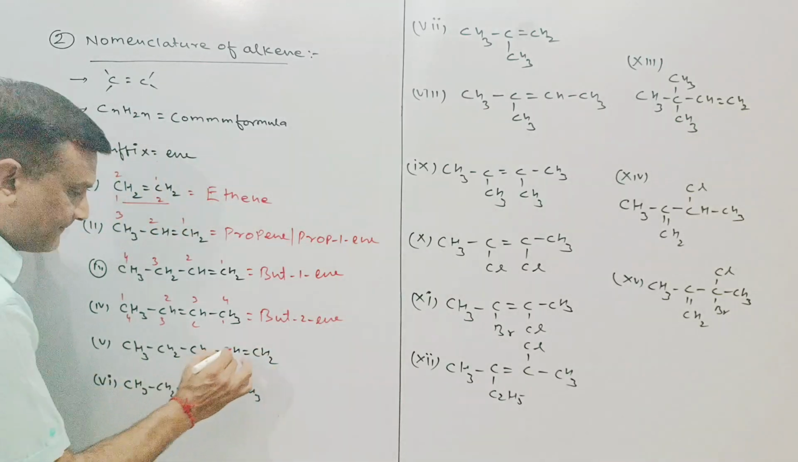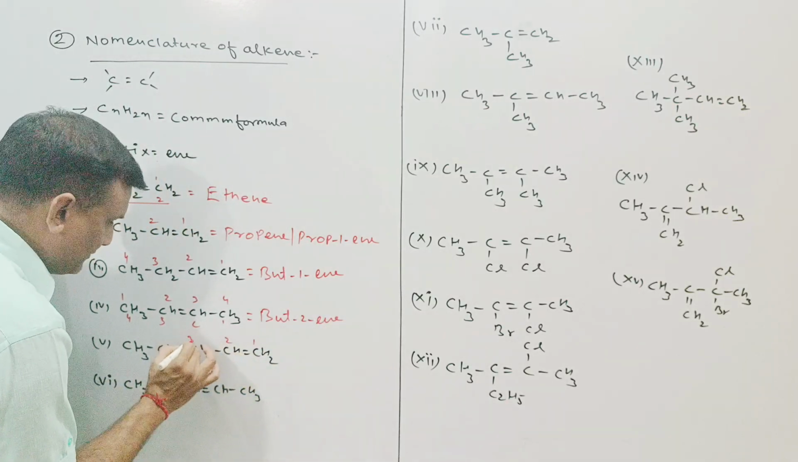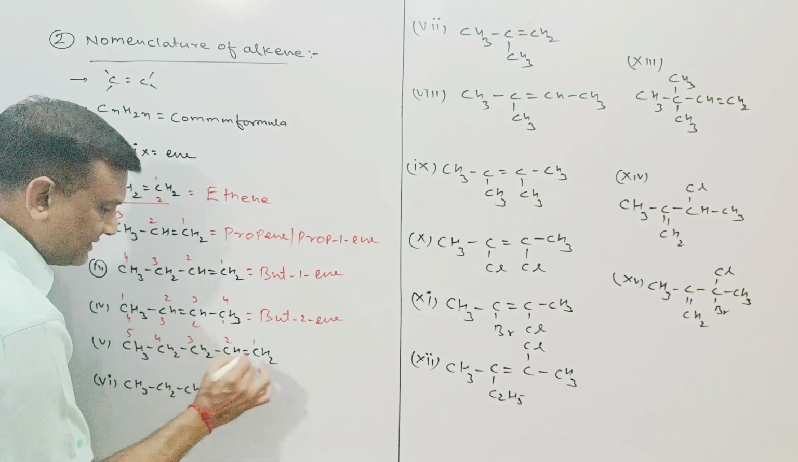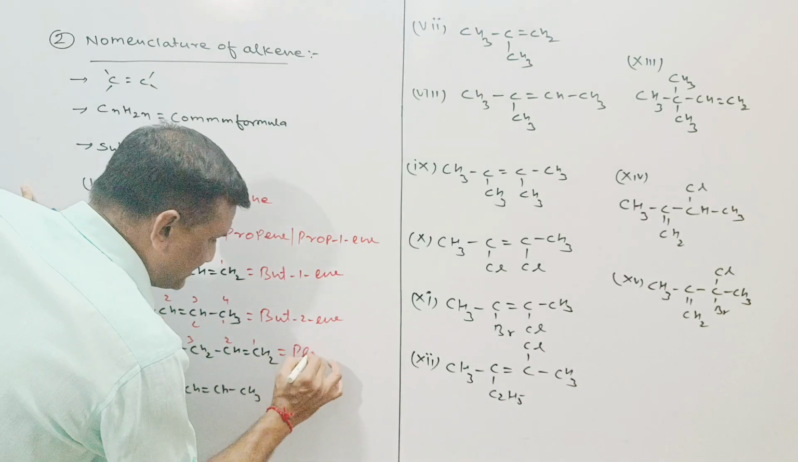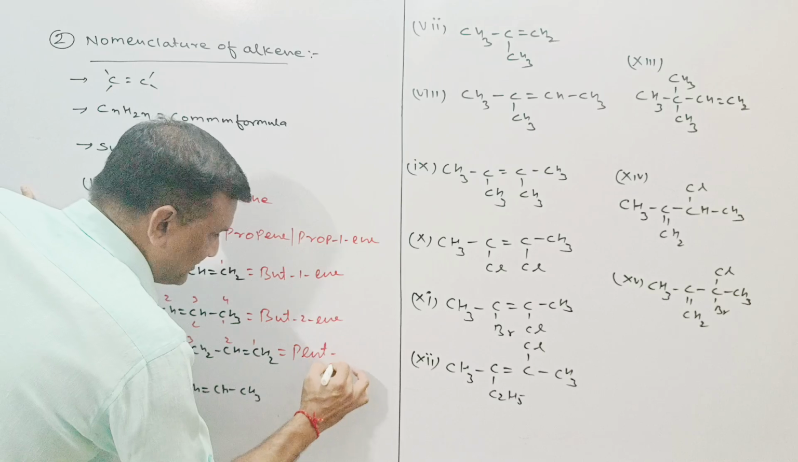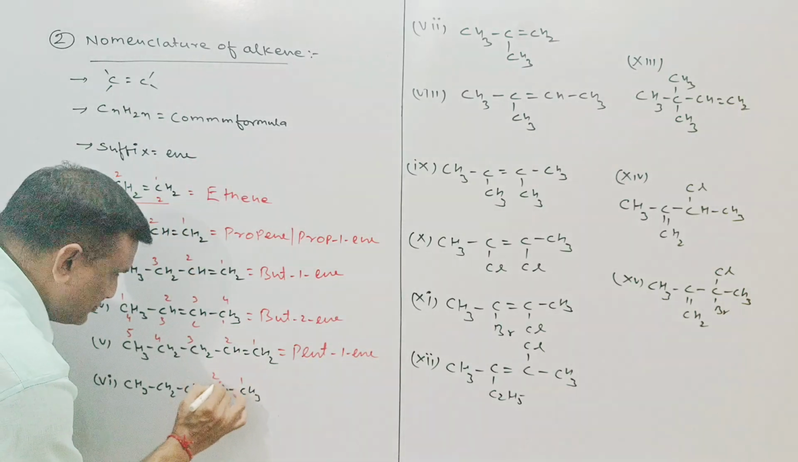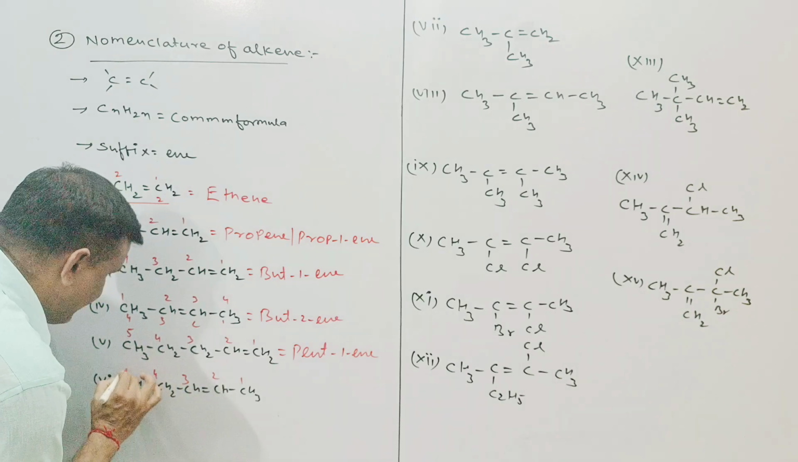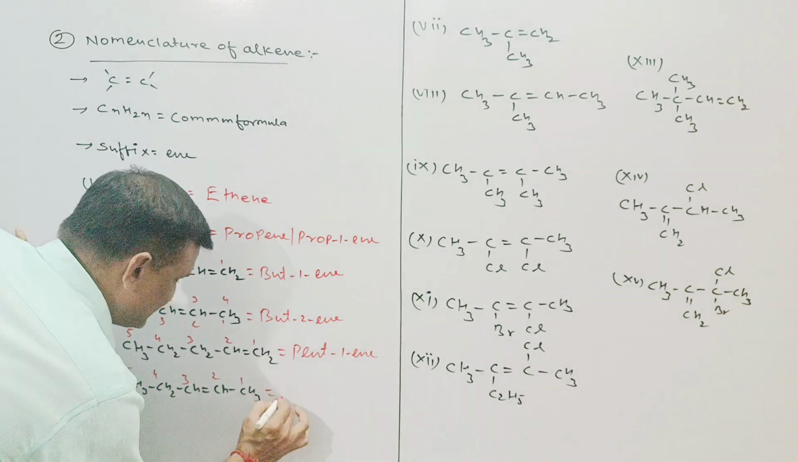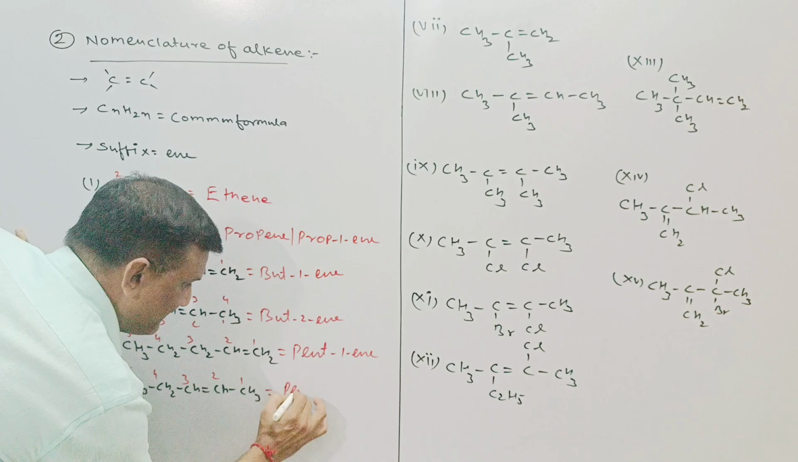So but-2-ene. For this it will be 1, 2, 3, 4 and 5. There are 5 carbons in the chain, and at number 1 position there is a double bond, so it is pent-1-ene. Now 1, 2, 3, 4 and 5 carbon. Here it is just 5 carbons, pent.